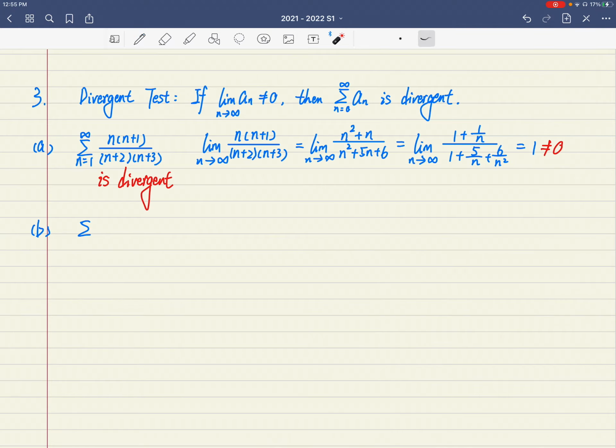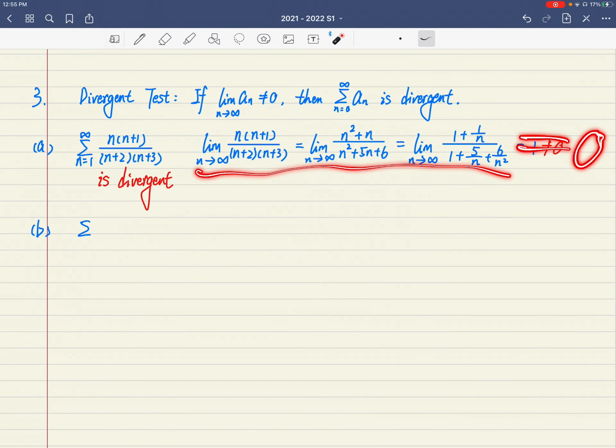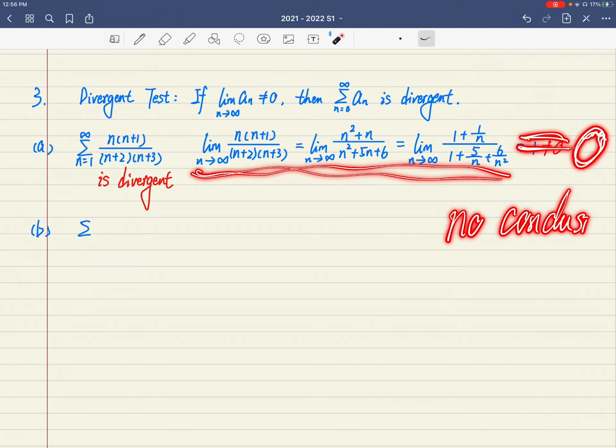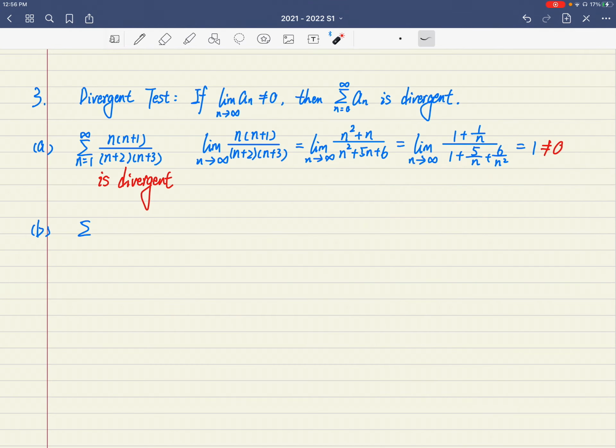And another common question: what if you calculate this limit and the result is 0? Can we make any conclusion? If it is 0, no conclusion.